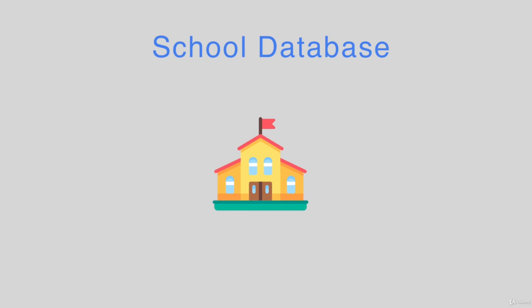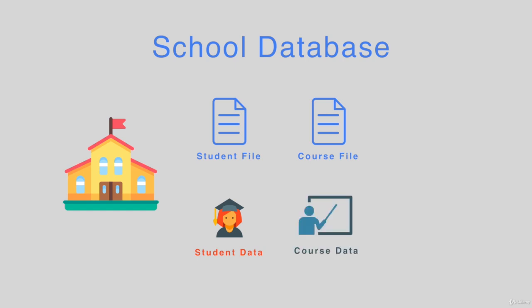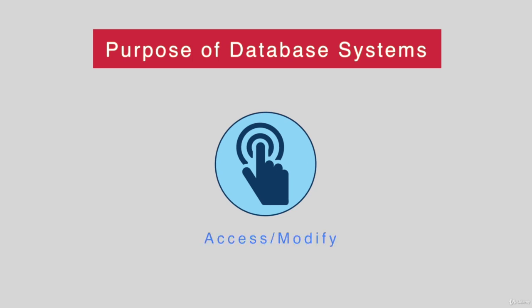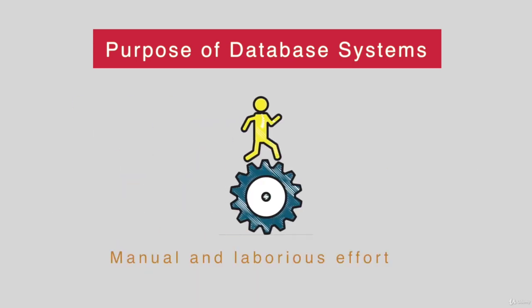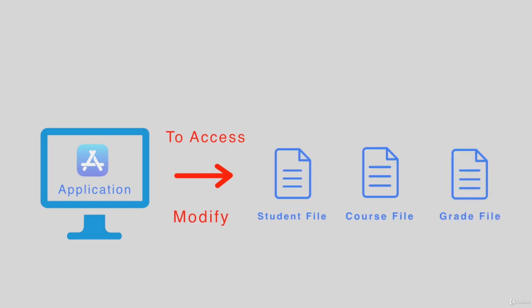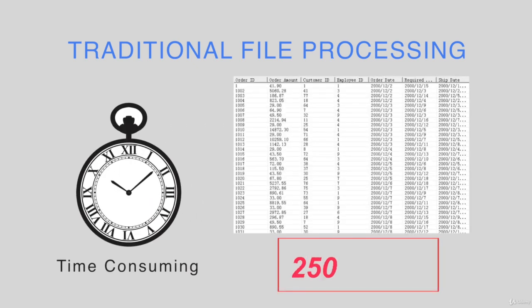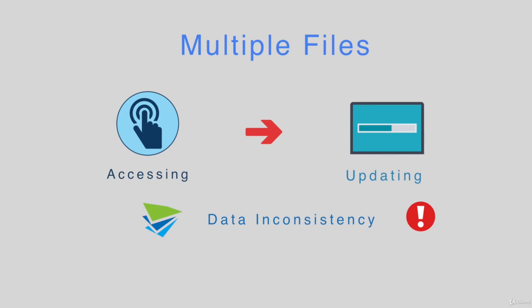Let's have a look at a sample school database. A school database can have the following files: a student file to store student data, a course file to store course data, and a grade file to store grades of each student. If we want to access or modify a particular student's data, we need to open that corresponding file and make changes, which takes manual and laborious effort. If we are smart enough, we can create an application to access and modify these files automatically. This is called traditional file processing, but this process is very time consuming if the file contains thousands of records. Accessing multiple files and updating these files leads to data inconsistency and data duplication.